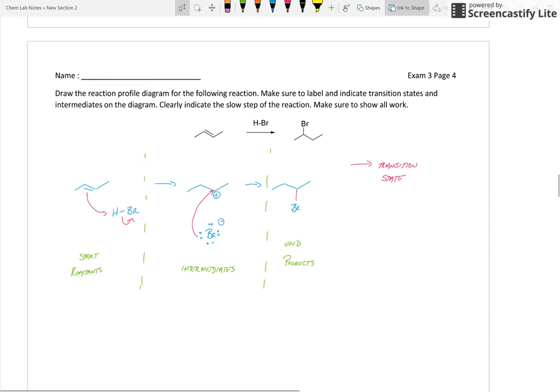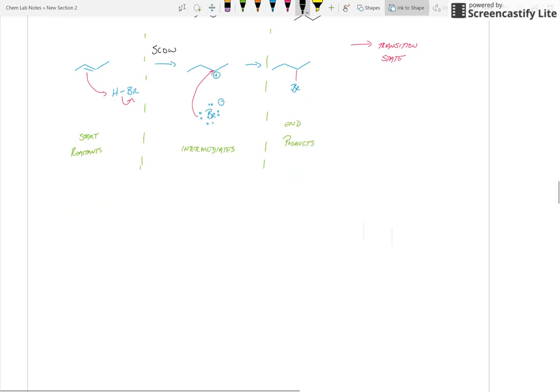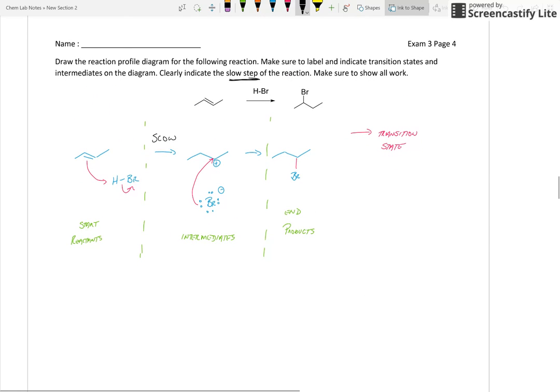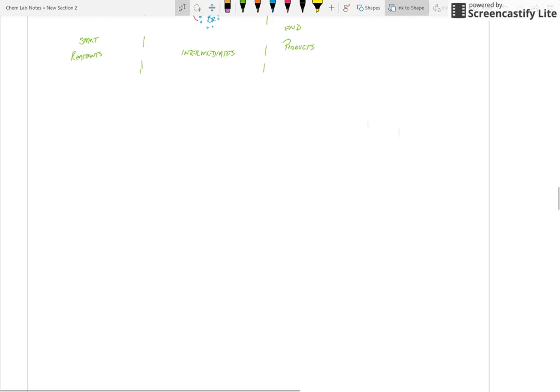Oops, I'm sorry, I missed one part of it right here, the slow step. The slow step is right here, okay? The slow step is the formation of the carbocation. That tends to be a very common slow step. So if you're kind of on the fence about what's going on, typically a formation of a carbocation is our slow step. And I think now, okay, it looks like I answered all those questions up there.